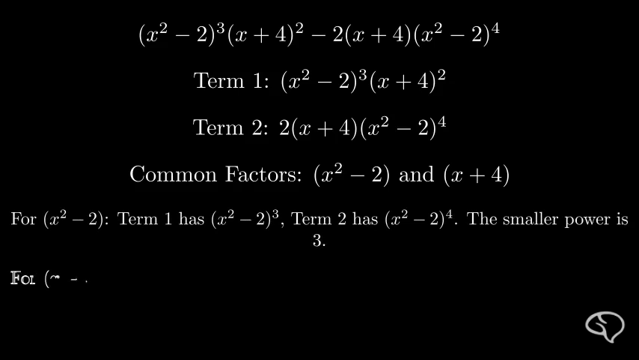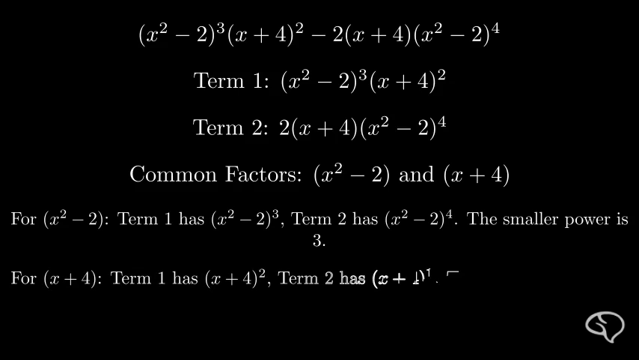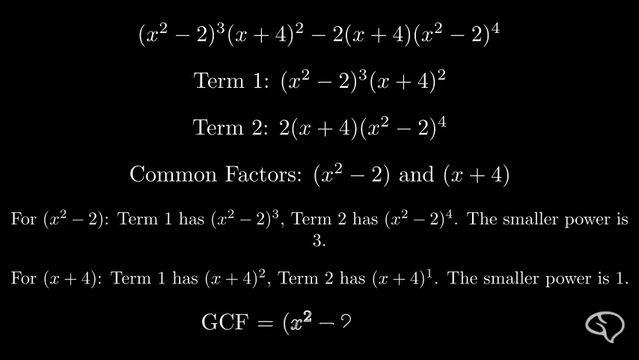For the factor x + 4, we have a power of 2 in the first term and a power of 1 in the second term. Remember, if there's no exponent written, it's understood to be 1. The smaller power is 1, so our common factor is (x + 4) to the power of 1, or just x + 4. Therefore, our greatest common factor, or GCF, is (x² − 2)³ times (x + 4). This is the expression we will factor out.